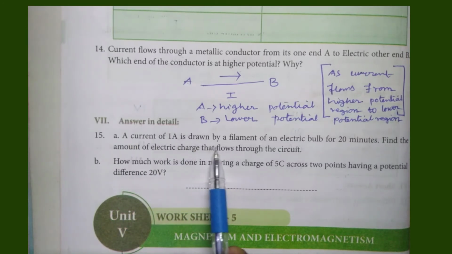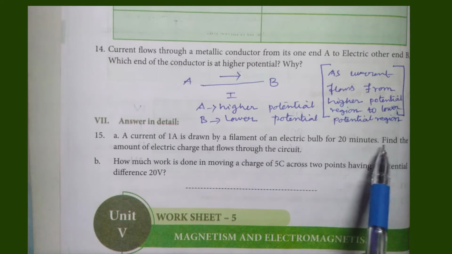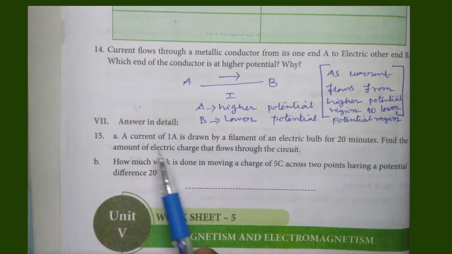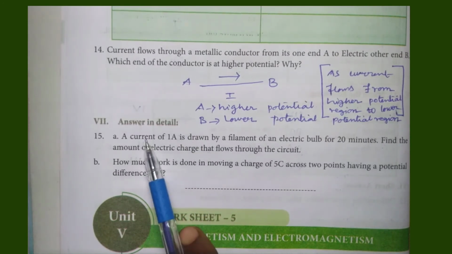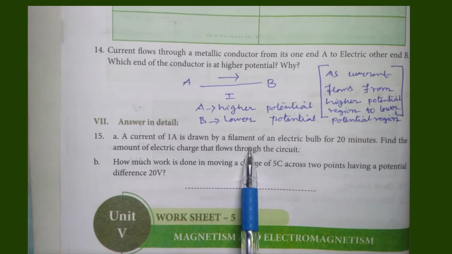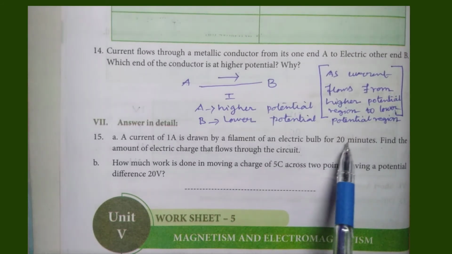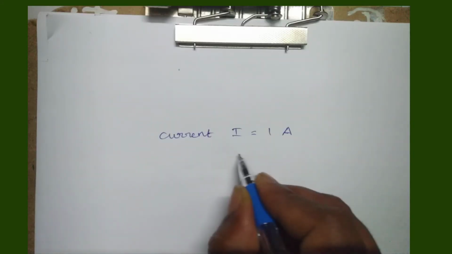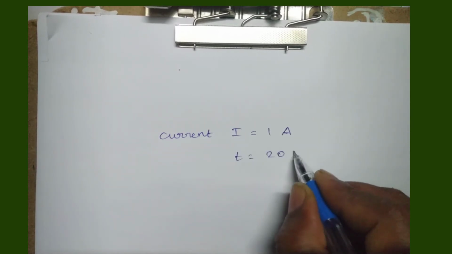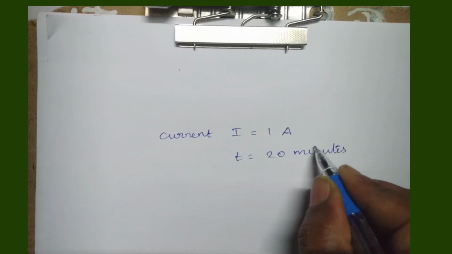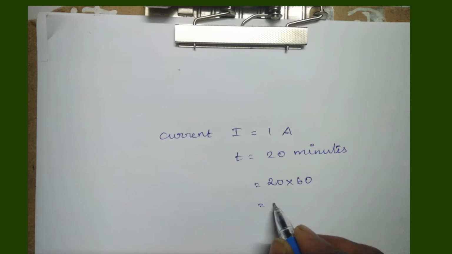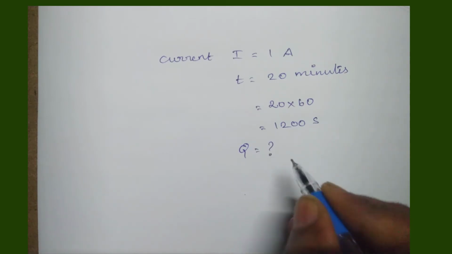Next one is answer in detail. A current of 1 ampere is drawn by a filament of an electric bulb for 20 minutes. Find the amount of electric charge that flows through the circuit. First of all, you have to collect the information given. Current is given, I is equal to 1 ampere, and the time duration is 20 minutes. Now let us do the problem. Current I is equal to 1 ampere, time T is equal to 20 minutes, or 20 into 60 seconds, equal to 1200 seconds.